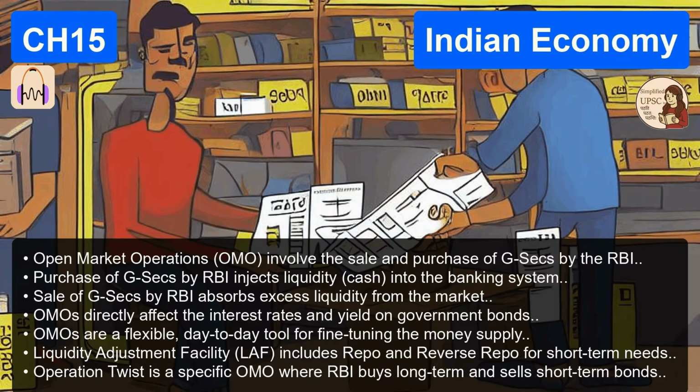Right. Growth needs liquidity. Cheap money to build factories, hire workers, and buy homes. But too much money chasing too few goods gives you high inflation. Precisely. So the RBI acts like a master plumber, controlling the flow of water, which is money, in the pipes, which is the economy. They have a massive toolkit. We divide these tools into quantitative tools, which control the sheer volume of money, and qualitative tools, which control the direction of that money.